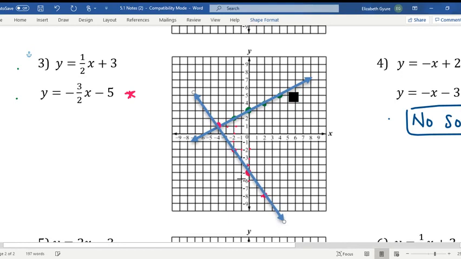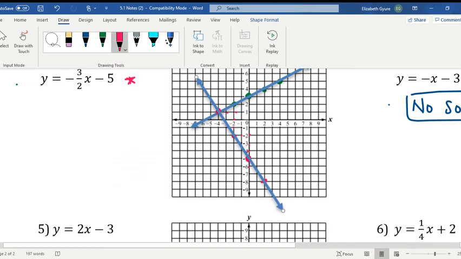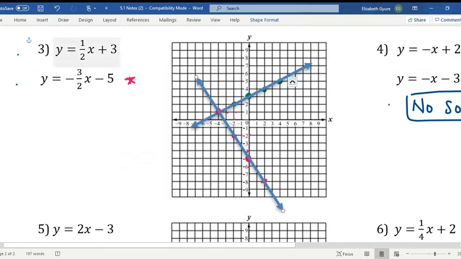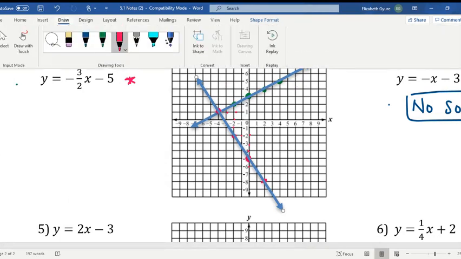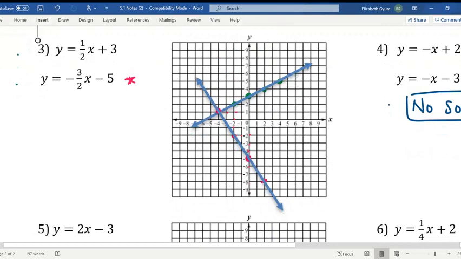And then can someone tell me what point these cross at? Yeah, these cross at -4, 1. It's this point right here. I'm sorry. So right here, that is -4, 1.